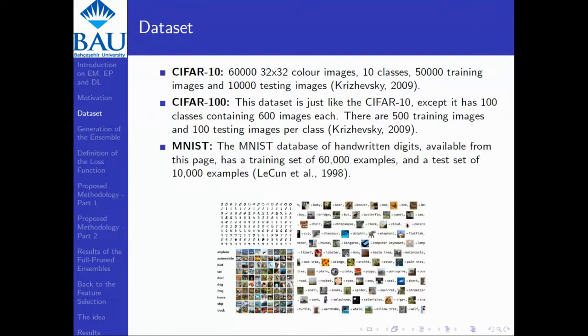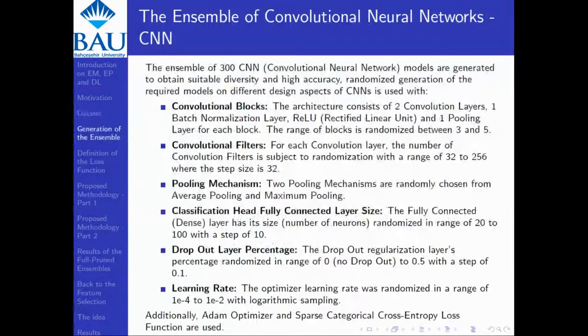CIFAR10 consists of 60,000 color images with 10 classes. It has 50,000 training images and 10,000 testing images. And CIFAR100 is very similar to CIFAR10, except it has 100 classes, containing 600 images in each. So there are 500 training images and 100 testing images per class. And MNIST is a database of handwritten digits. It has a training set of 60,000 examples and a test set of 10,000 examples.